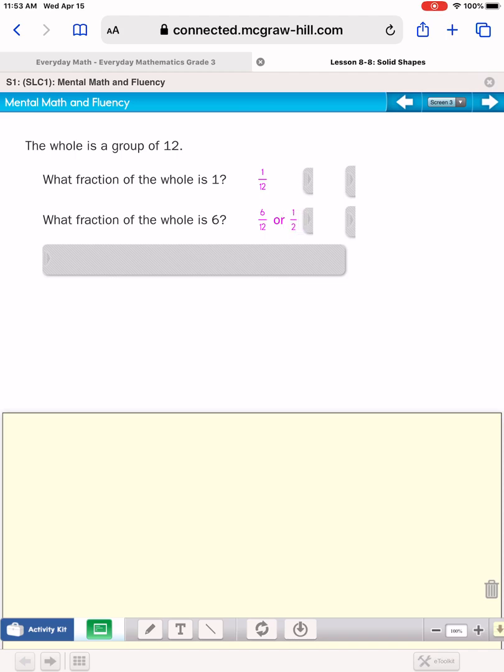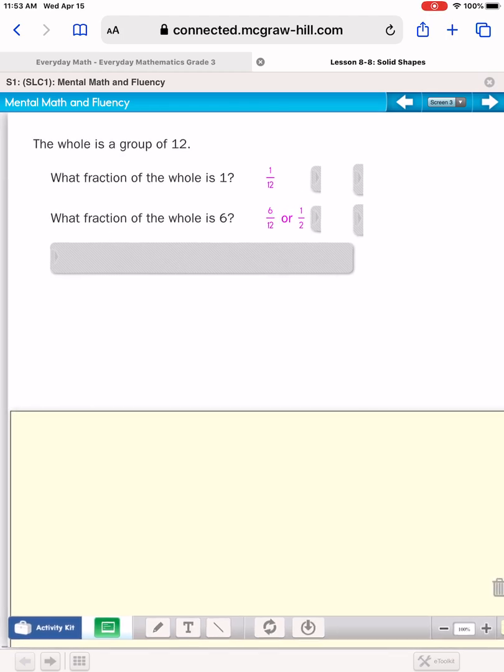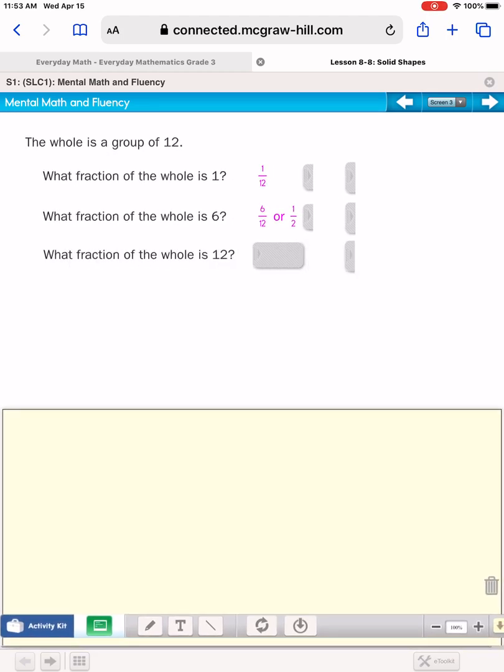Those are equivalent fractions. And then finally, what fraction would you have if you had 12 out of all 12? What fraction would that be? That would be 12/12, or we could call it 1 whole. If you had 12 out of all 12, you would have the whole thing, or 1 whole.